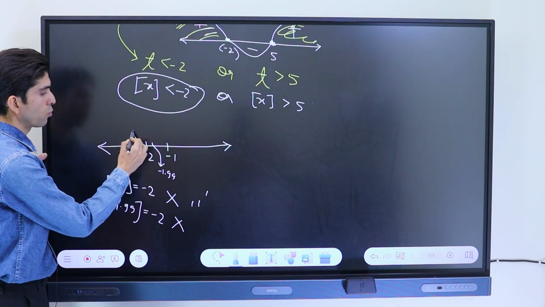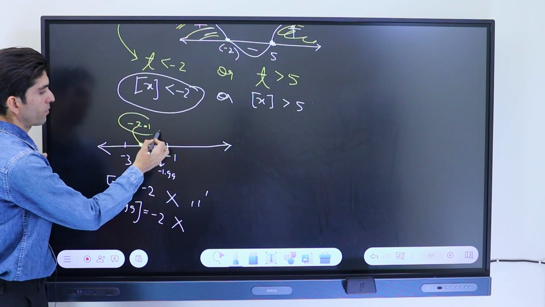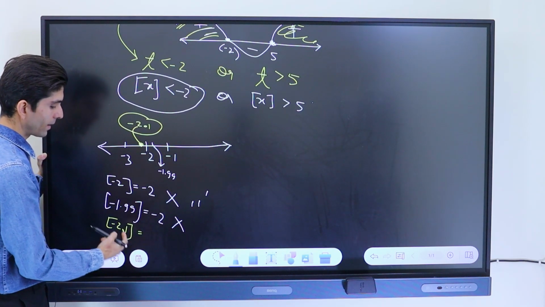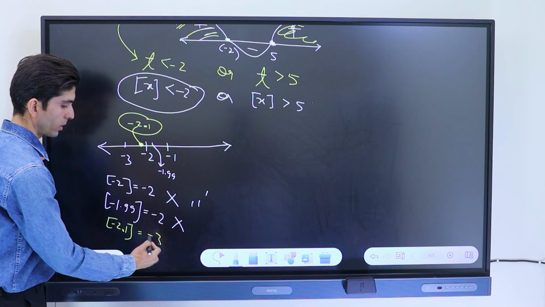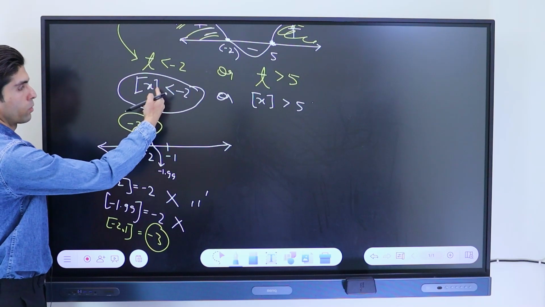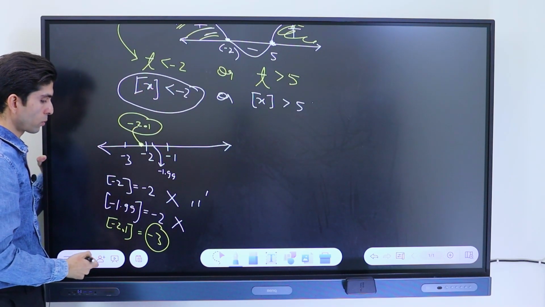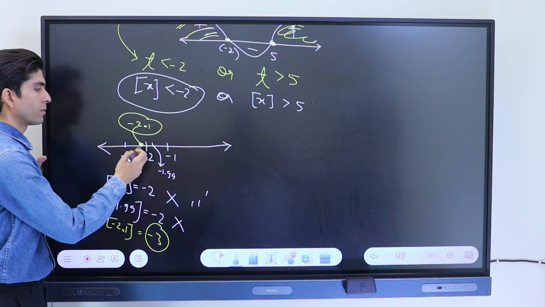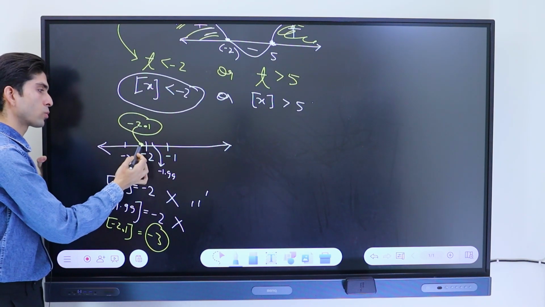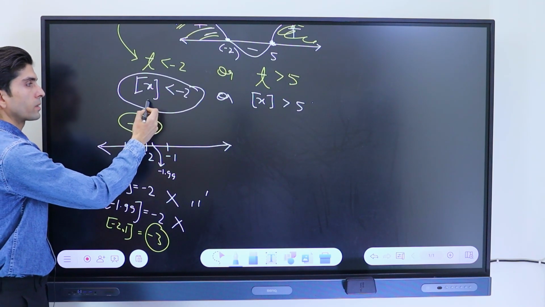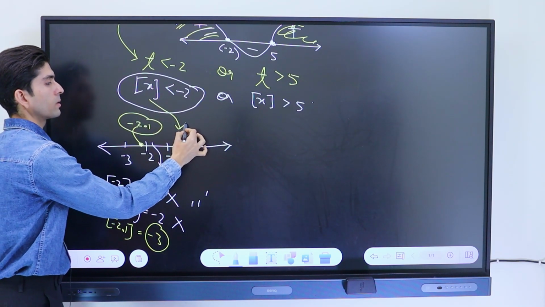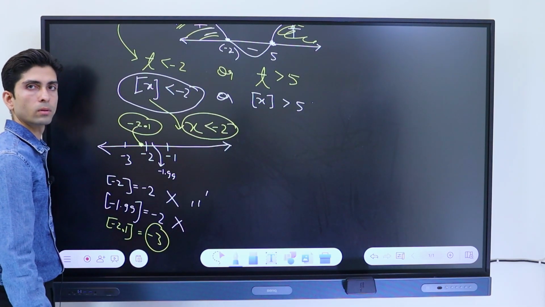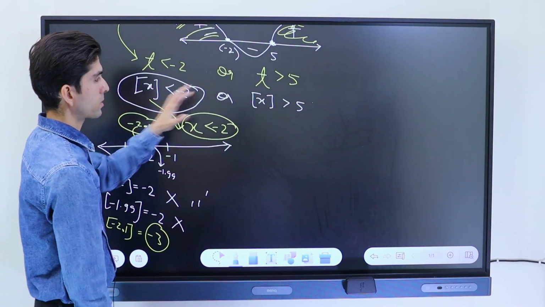Now what if I take some value from this portion? If I take, let's say, -2.1, roughly -2.1, its greatest integer will be -3, and -3 is less than -2. So this condition is satisfying here. All the values of x that lie to the left of -2 are satisfying this constraint. So this constraint is getting satisfied for x less than -2. Got it? Okay.